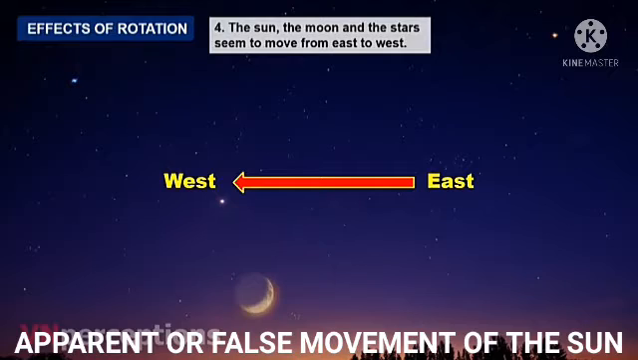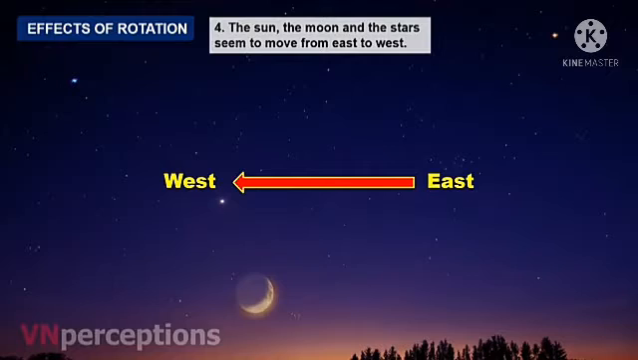This movement of the sun is referred to as apparent movement, in which the sun seems to be moving, but it's not actually moving. It is due to the movement of the earth round its axis. So each time you see the sun rise in the east and set in the west, it is not the sun that actually moves, but it is the earth that has moved through rotation.